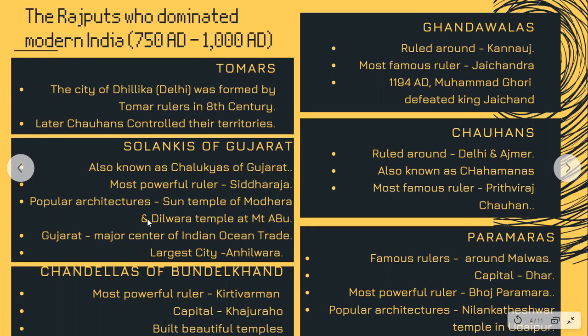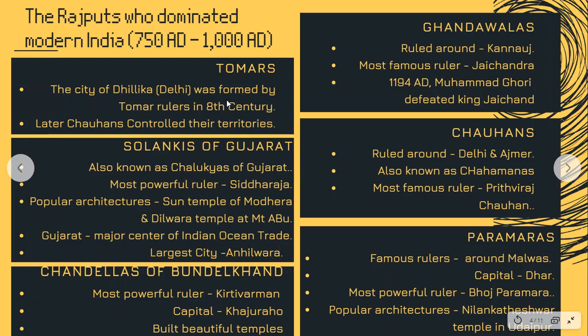Now you have to understand this, students. Gujarat was a hub. Gujarat, you have a lot of trade, right? It was one of the major centers in the Indian Ocean trade. So trade centers usually flourish a lot. They have a lot of money flowing in, right? A lot of trade all across the world happening, right? So Gujarat was very rich, right? And the largest city is Anhilvara.